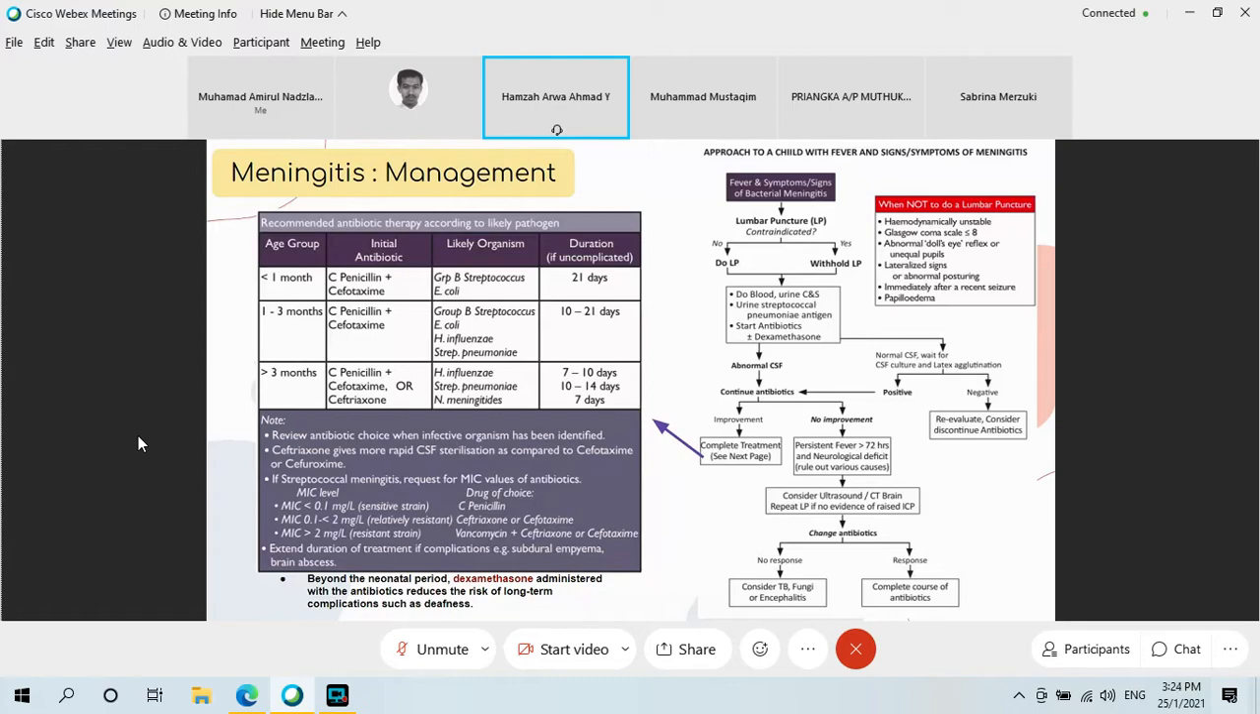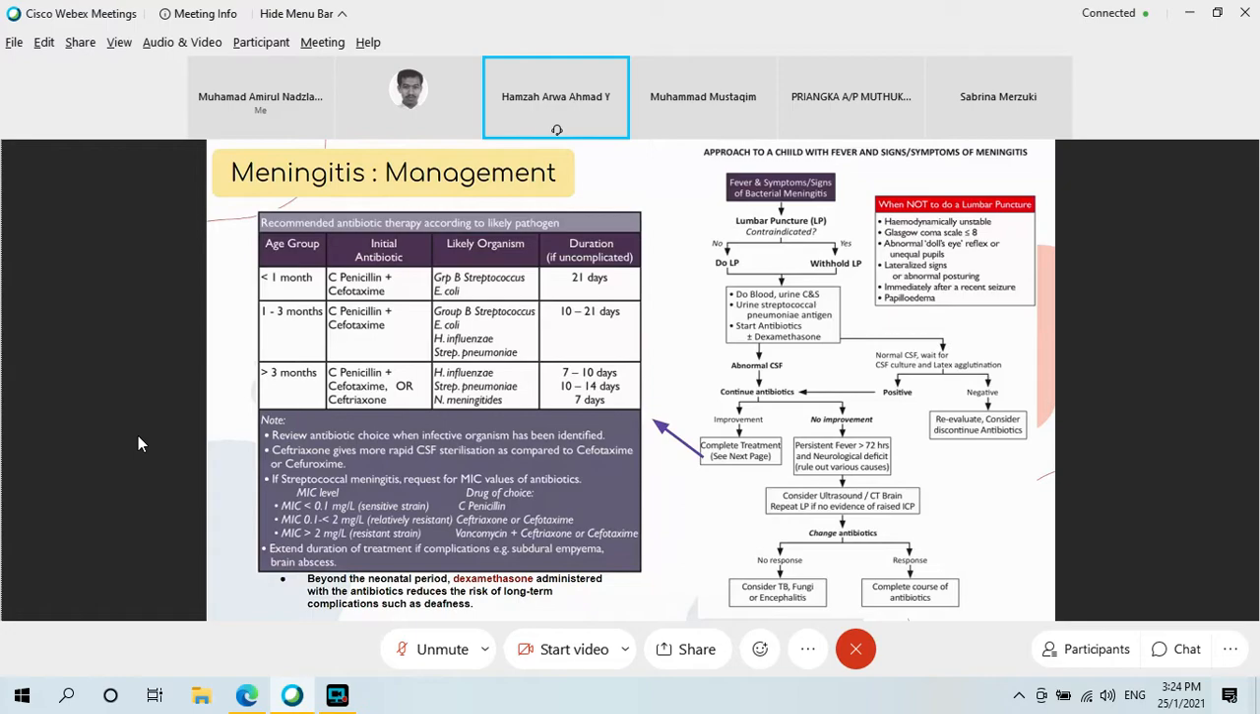The contraindications are: the patient is hemodynamically unstable, meaning perfusion has failed; the Glasgow Coma Scale is equal to or less than 8; abnormal doll's eyes reflex or unequal pupils; abnormal posturing; and a recent seizure. And in very rare cases, there is the presence of papilledema.